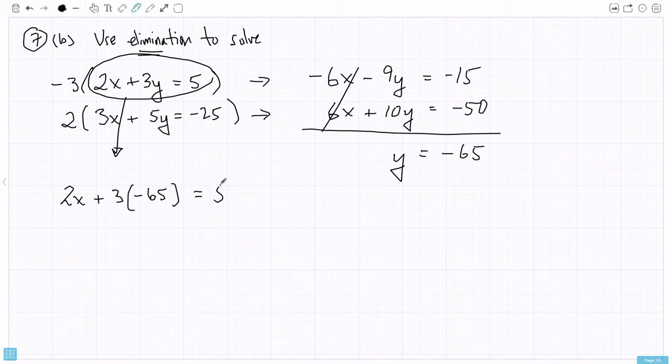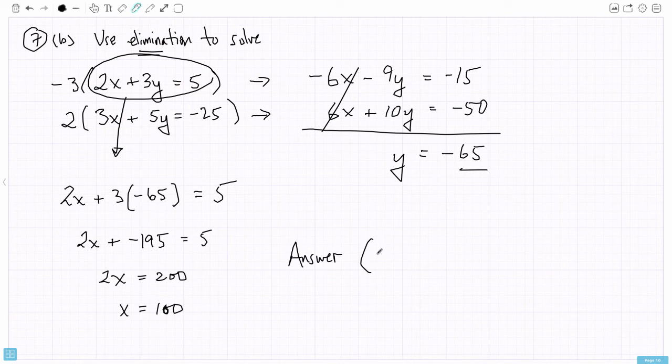This is equal to 5. 2x plus 3 times y, where I know the y value, has to be 5 if this equation is true. Could just as well use the second one, or even any of these, because they all have to be true. 2x plus 3 times 65 is 180 plus 15 is 195, negative. And here's the answer.